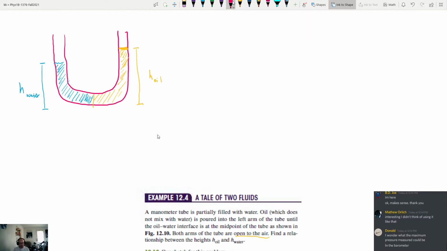When they say open to the air, up here and right here, that means that the pressure that's acting down on the top on both sides is just atmospheric pressure.